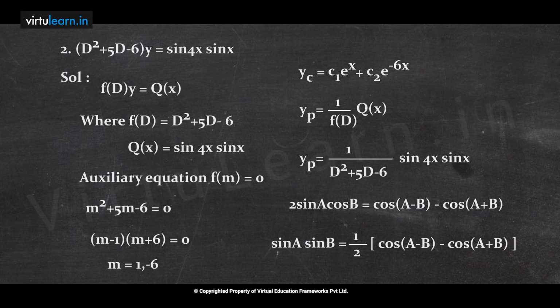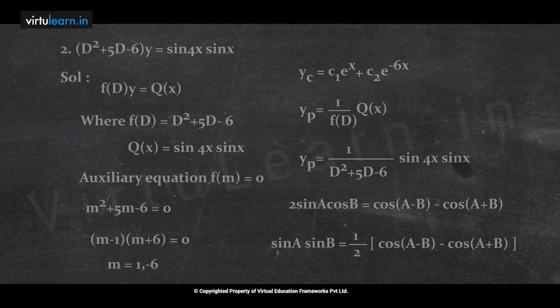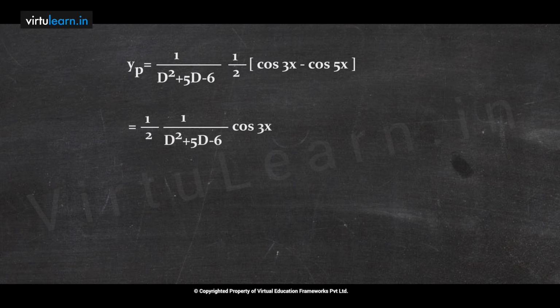Therefore, rewriting the particular integral, Yp = 1/(D² + 5D − 6) into 1/2 into (cos 3x − cos 5x). Cos(a − b) means 4x − x is cos 3x. Again, 4x + x is 5x. So 1/2 into (cos 3x − cos 5x). Now what I will do: I will write here 1/2 into 1/(D² + 5D − 6) cos 3x, and again 1/2 into 1/(D² + 5D − 6) cos 5x.